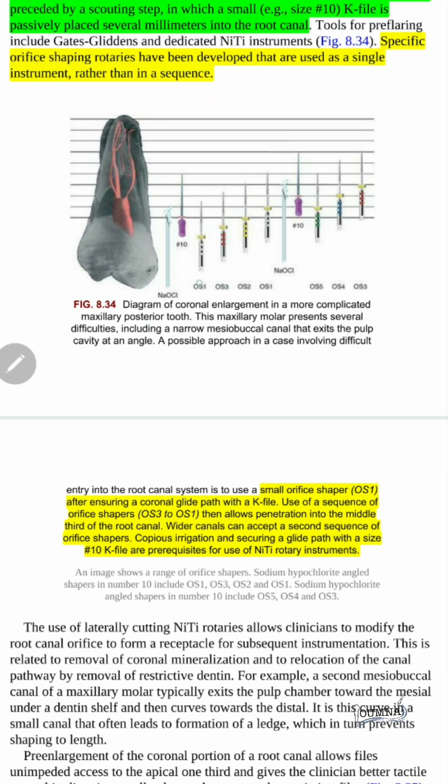Orifice shapers can be a single rotary file, or they can be multiple ones. So if your system has sequenced orifice openers, use them gradually. After that, do a copious irrigation with the sodium hypochlorite.